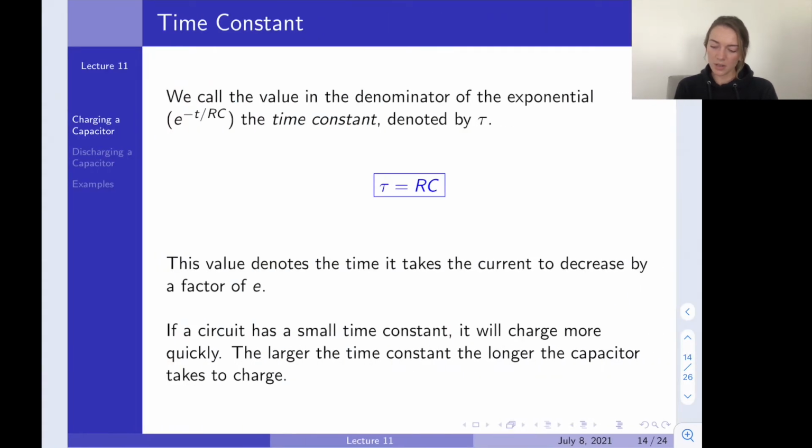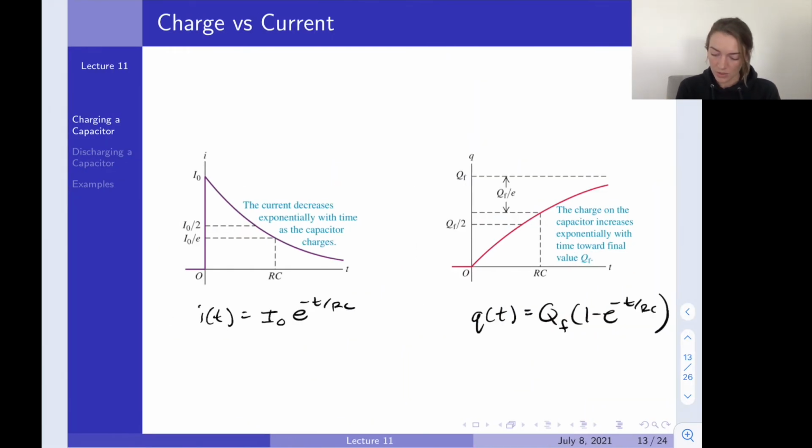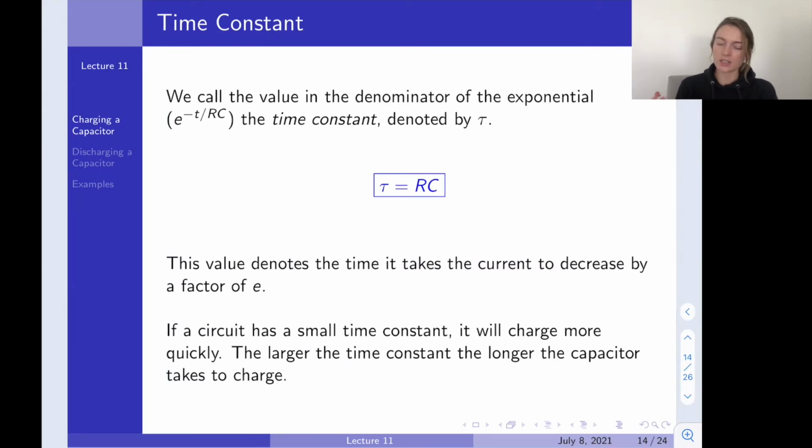So now let's talk about the time constant. When we have this factor of e to the negative t over RC in both of our equations, this denominator here is called the time constant, and it's denoted by tau. The time constant tells you how long it takes the current to decrease by a factor of e. So when your current has decreased to I naught over e, that time is R times C. And similarly for the charge, when the charge has increased to QF over e, that time is RC. So the time constant tells you how fast or how slowly a capacitor charges. If we have a small time constant, it will charge more quickly, and if we have a big time constant, it'll charge more slowly.